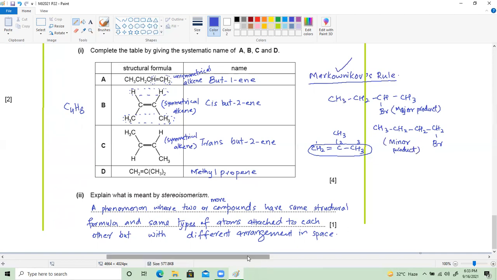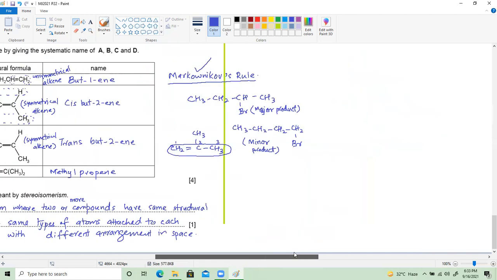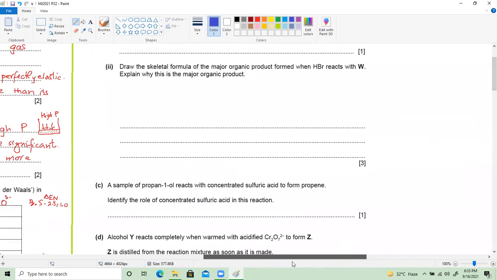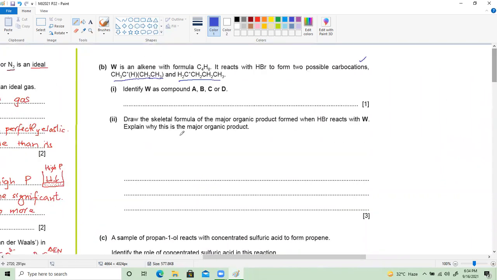So what should it be? Yes, it should be the compound that was labeled as A in that table, because it will produce two different carbocations and two different halogenoalkanes. One will be 1-bromobutane and there are chances for 2-bromobutane as well.